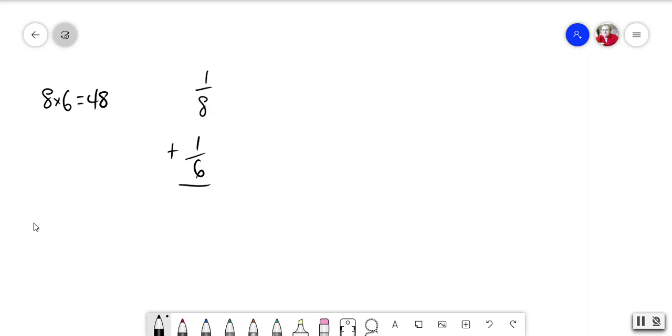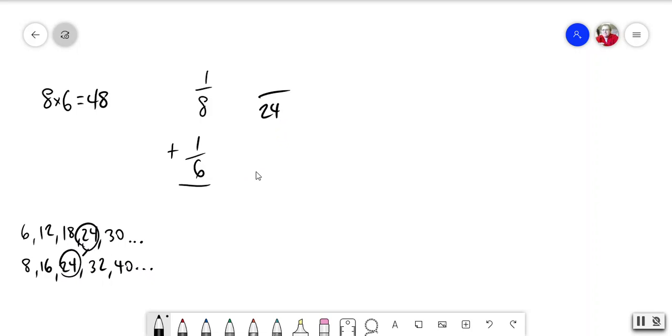You could say your times table, 6 times 1 is 6, 6 times 2 is 12, 6 times 3 is 18, 6 times 4 is 24, 6 times 5 is 30, etc. 8 times 1 is 8, 8 times 2 is 16, 8 times 3 is 24, 8 times 4 is 32, 8 times 5 is 40, and so on. And then you would see the first number that pops up on both lists is 24. So it's the least common multiple.